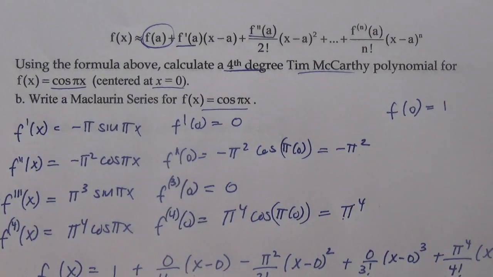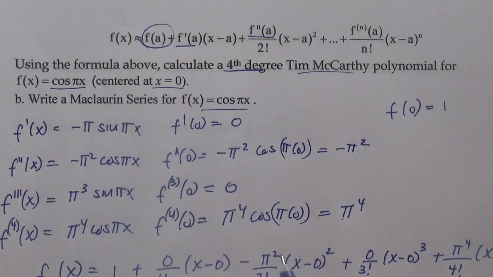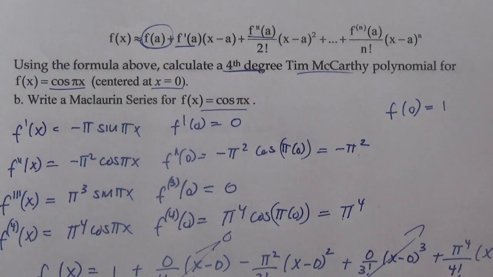So my 4th degree Maclaurin polynomial, meaning I centered it at 0, for cosine of pi x is going to be 1. This term goes away. This is negative pi squared over 2 factorial, x squared, plus this one goes away. This is pi to the fourth over 4 factorial, x to the fourth. So there is my approximation.